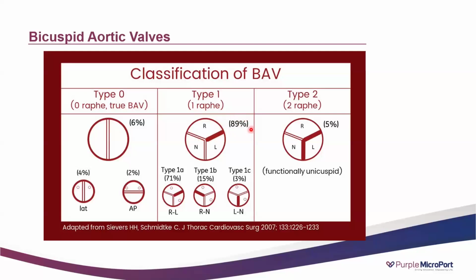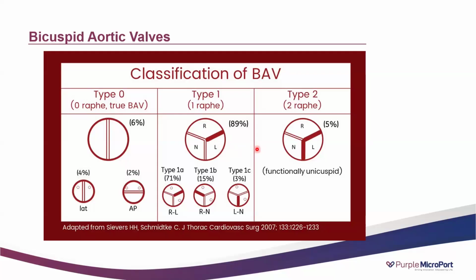So 89% of the cases are type 1 bicuspid, the most difficult to treat, because this raphe will not allow the valve to open and your valve will be constricted. There is more chance the valve will pop out into the ascending aorta or go deep down. So type 1 bicuspid is very important, and 80% of the cases will be right and left type 1, where there is a raphe between the right and the left cusp.